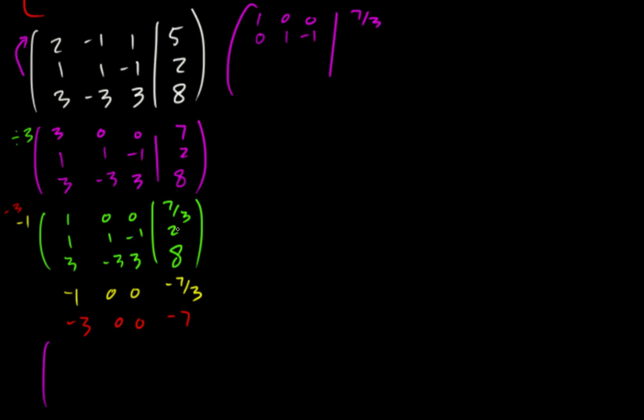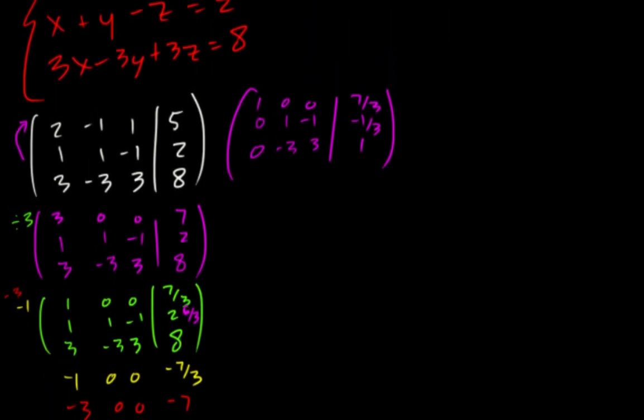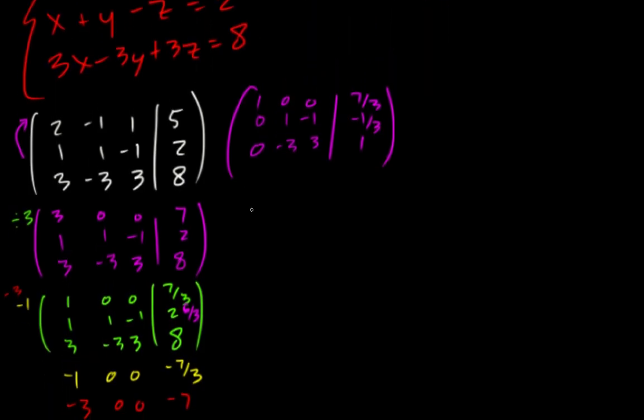Okay, if I think of the 2 as 6/3, then that becomes -1/3. Okay, add that one, get a 0, -3, 3, 1. Alright.